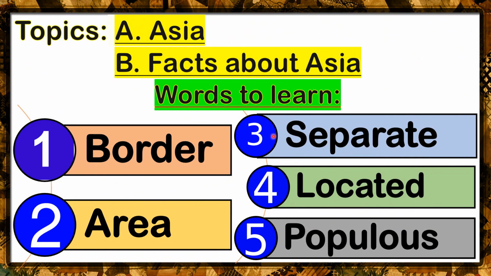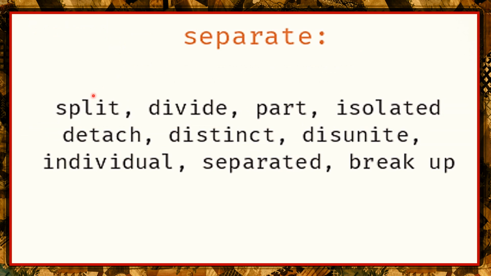The third word is separate. Separate means to split, divide, part, isolated, detach, distinct, disunite, individual, separated, and break up. So for example, class, grade 7 students, let's separate them. One group for 7A, one group for 7B. Meaning we divide grade 7 into 2 groups, into 2 parts. We separated them, we split them into 2.